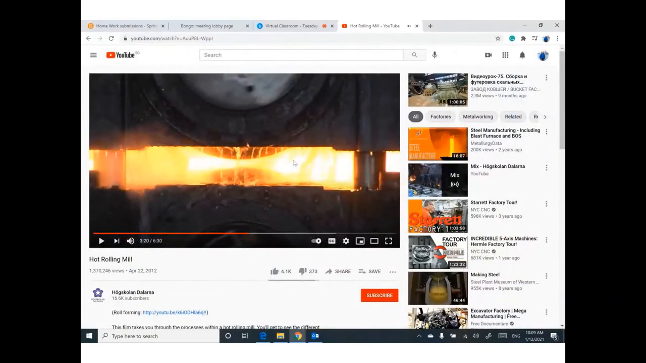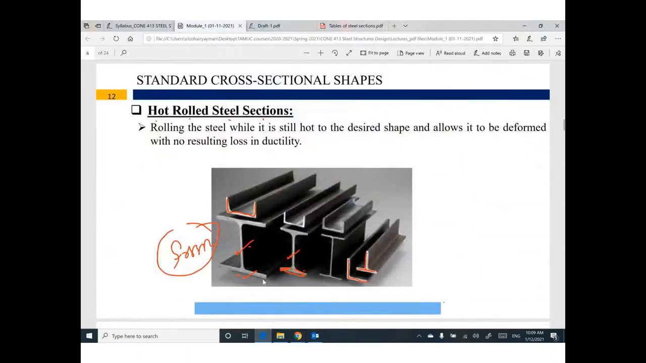So, as you see from this video, raw steel must be heated up to be liquid, and then you can deform it into the shape you are looking for. This shape, or this shape, or this shape, or any other shape. This is called hot rolled steel section. Guys, please keep these expressions in your mind.